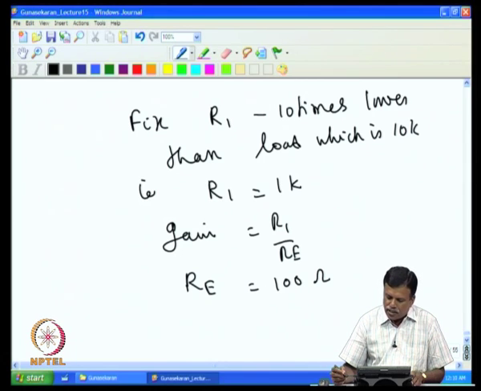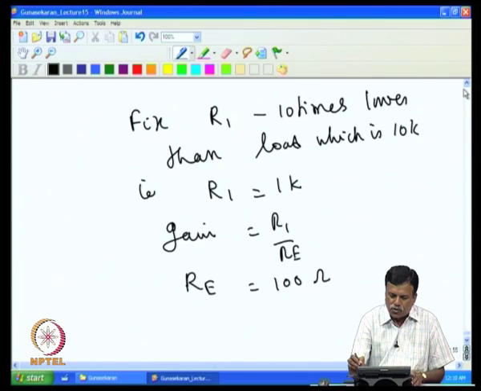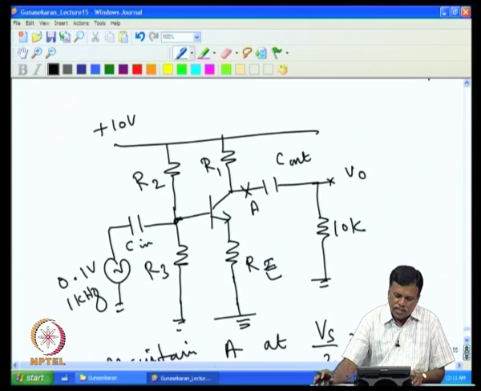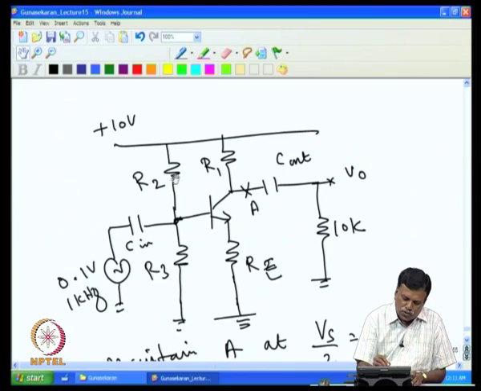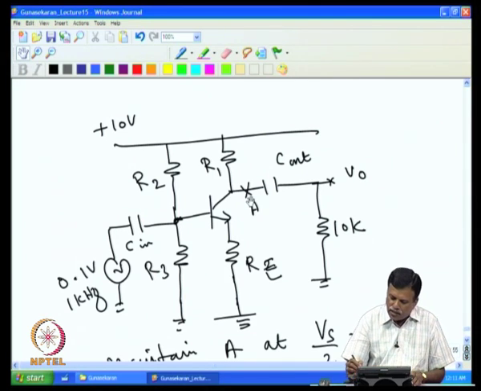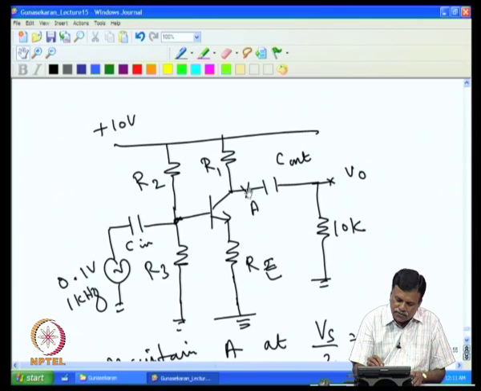Now, if this is the case, then we have to fix the other two resistors, that is R2 and R3, these two bias resistors. Now, we know this is 100 ohms. That means we have to find out what will be the voltage at the emitter. Now, the midpoint, we have taken at 5 volt, because A is taken as 5 volt. That is our starting point.